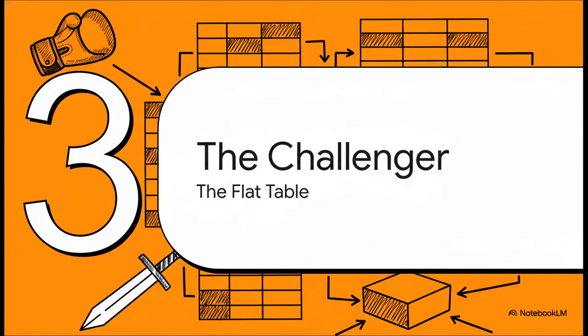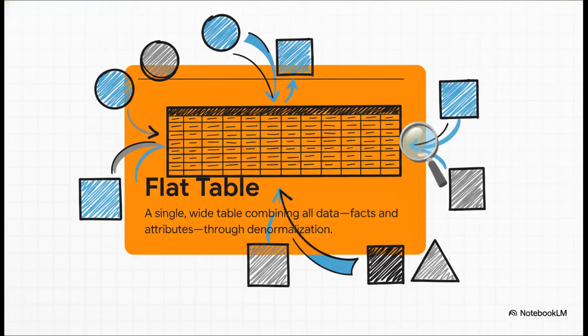But in the other corner, we've got a challenger, and this one is all about brute force and simplicity over that elegant structure. Let's talk about the flat table. So instead of carefully separating facts from all their context, the flat table does the complete opposite. It uses a process called denormalization, which is really just a fancy way of saying it pre-joins everything. And it crams every single metric and every single attribute into one gigantic wide table.